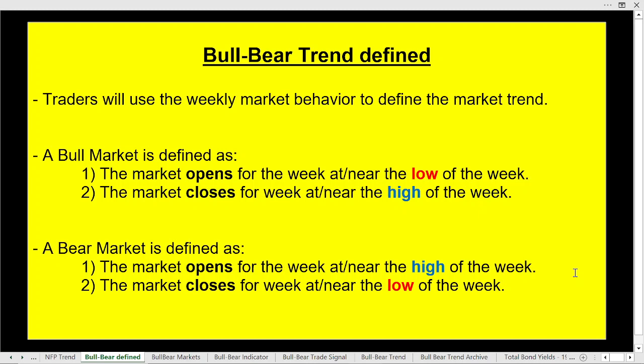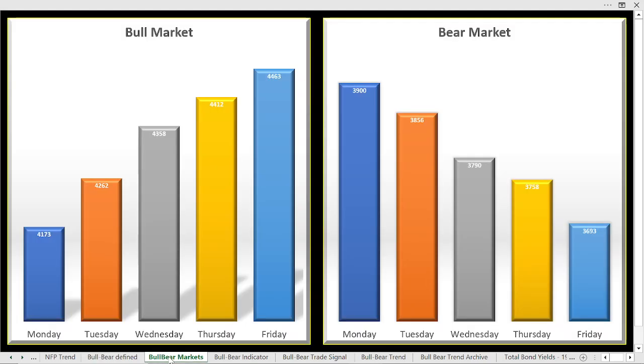Conversely, a bear market is defined as one that opens near or at the high of the week on Monday, but throughout the week the stocks go lower and lower and closes at or near the low of the week on Friday. This is what a bull and bear market looks like in terms of this indicator.